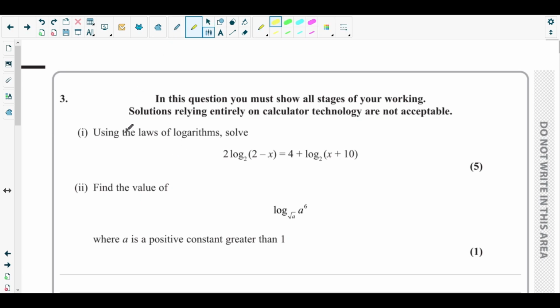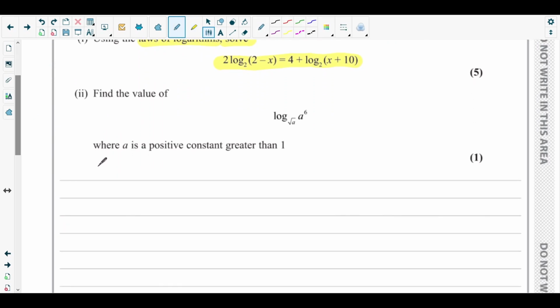Here the question says, using the laws of logarithms, solve 2 log base 2 of (2 minus x) equals 4 plus log base 2 of (x plus 10). Okay, we need to solve this logarithmic equation. So let's solve it. Take the logarithmic terms on the same side.